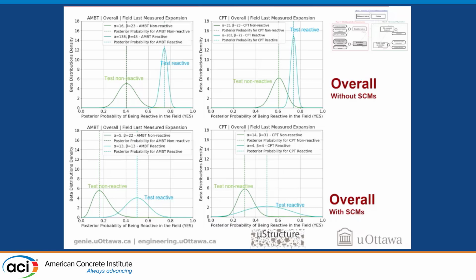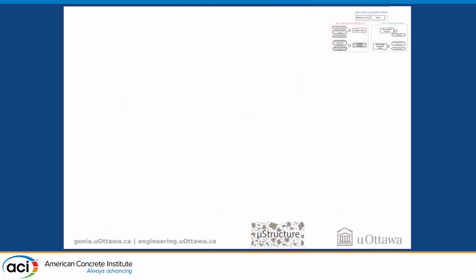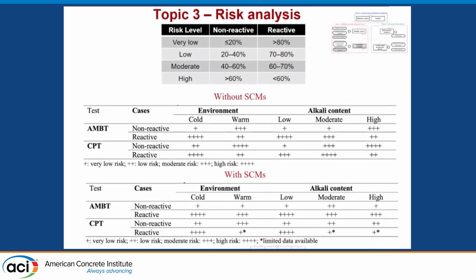With SCMs, the same thing, but with SCMs, whenever the aggregate is reactive, the chance of coming up with a reactivity using that test is 50%. Again, you are flipping a coin, right? So we have a problem.